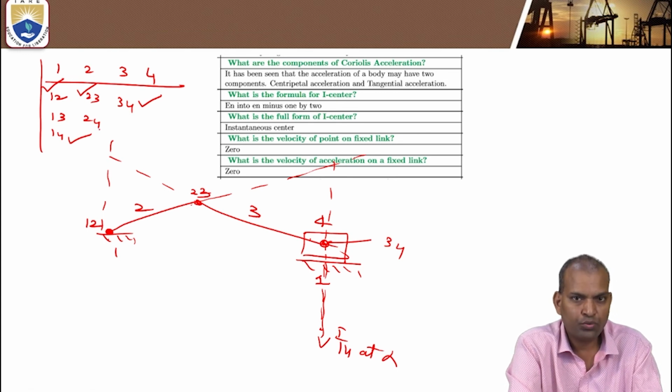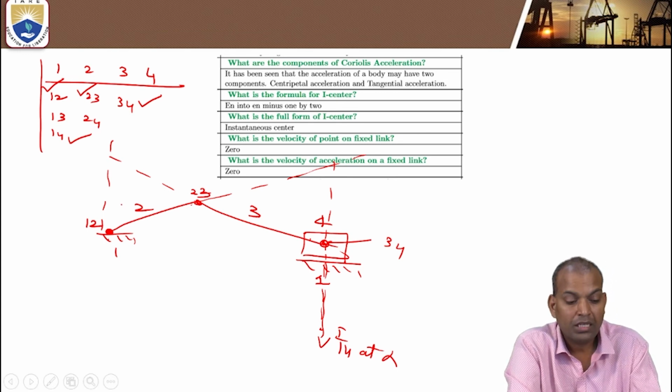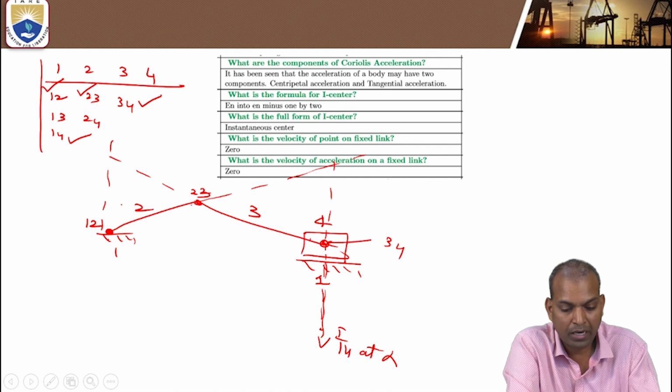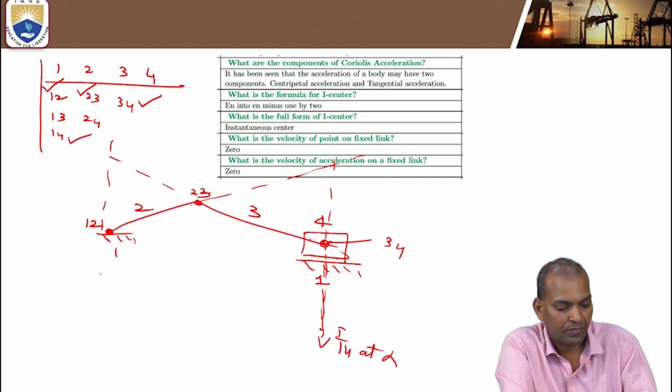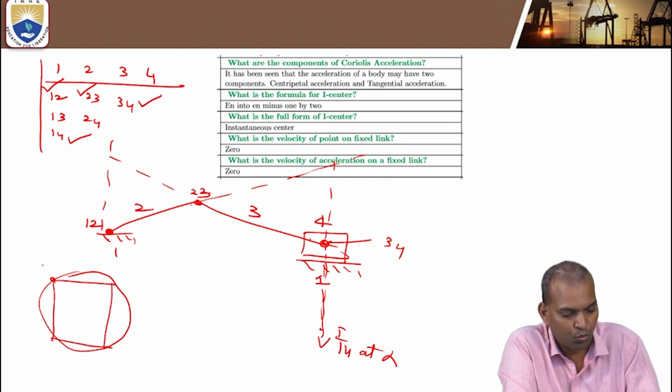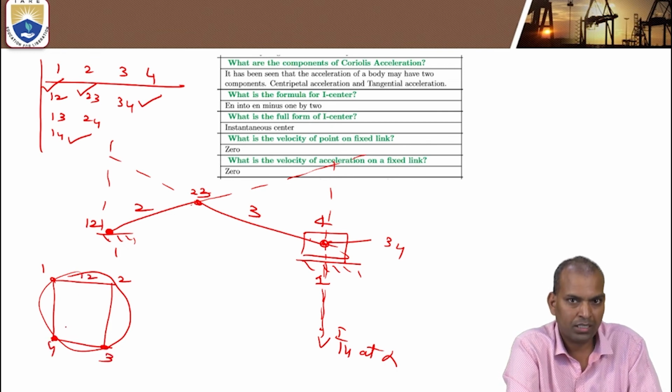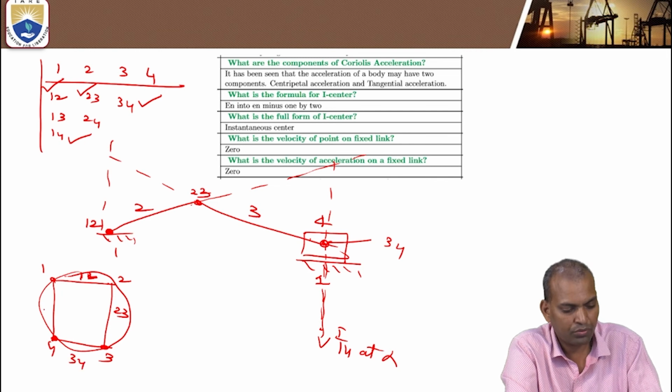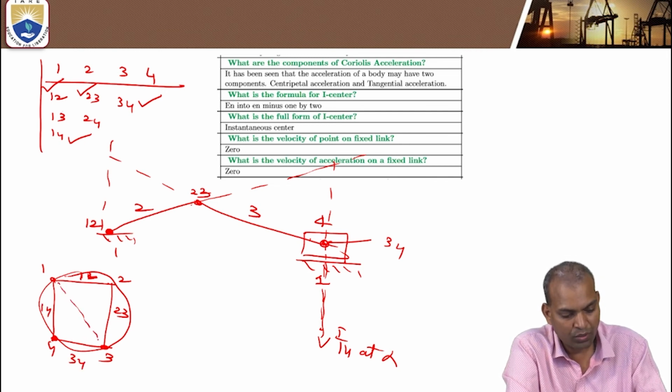Next, this 1-3 and 2-4. How to get them? These 1-3 and 2-4 will be obtained by using another diagram. We have to draw how to locate the unknown I-centers. This is link 1, 2, this is 1-2, 2-3, 3-4. Dots represent the links, the link numbers, and the joints represent I-centers. 2-3, 3-4, 1-4. Now the unknown, that is 1-3. This is the 1-3 I-center.